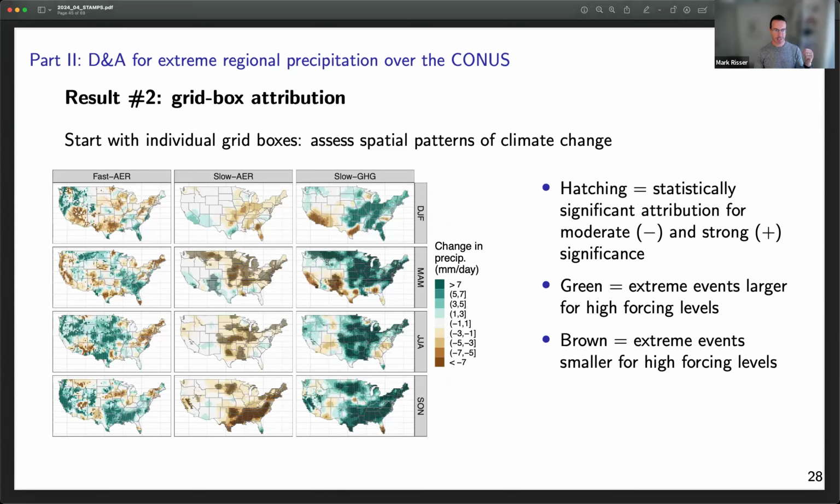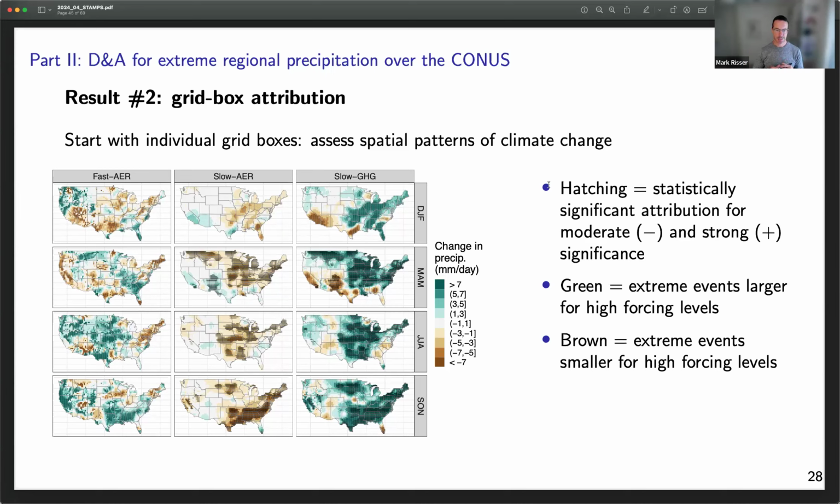So let's start there. Let's go right down to those individual grid boxes. Since we have some significance at those levels, let's see what those patterns look like. Again, a slightly complicated figure here, but the rows now represent the different seasons: winter, spring, summer, fall. And the columns of these maps look at the fast aerosol response, the slow aerosol response, and the slow greenhouse gas response on precipitation. Hatching now indicates where these conclusions are significant, with either a moderate or a strong level of significance. And the color again indicates which direction things are moving.